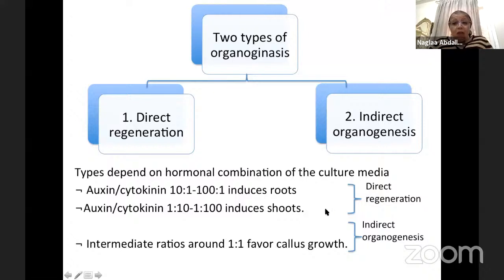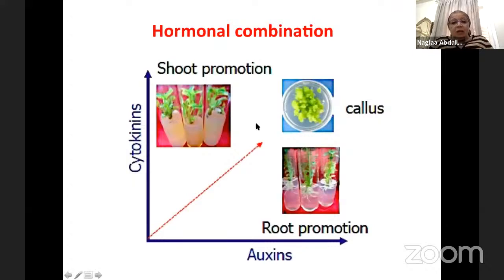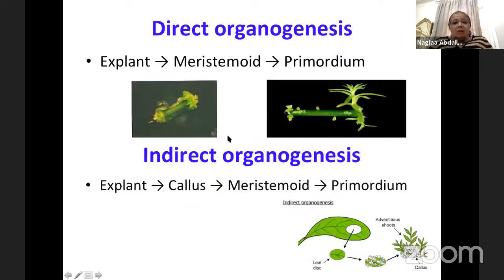Indirect will go through callus. So it depends on the auxin and the cytokinin. We can have shoots or roots, as we see here in the picture. If we have more cytokinin, we will have shoots. If we have more auxin, we'll have roots. If we have a balance between them, we will have callus. So in direct organogenesis, we can have explant, meristemoid, primordium, and the indirect will have callus in between.